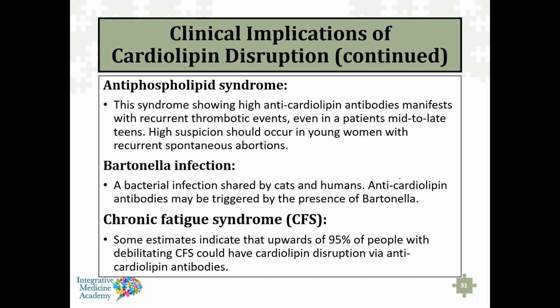Antiphospholipid syndrome, this is a syndrome where there are high amounts of anticardiolipin antibodies. And what it can do is it can lead to thrombosis, for example. And one of the things to be suspicious of is, let's say, a young woman who just has recurrent spontaneous abortion. So maybe some problem in their body forming thrombotic events or tissues that are causing issues.